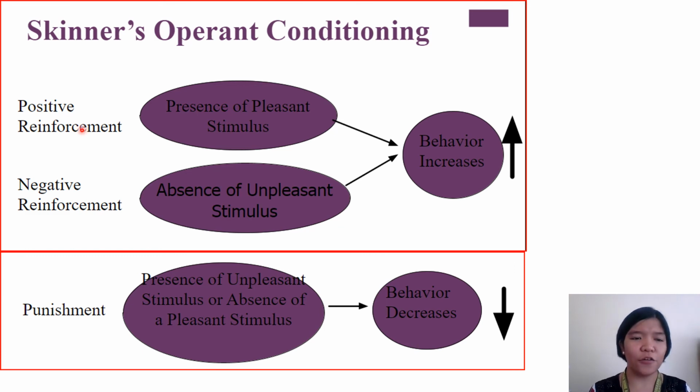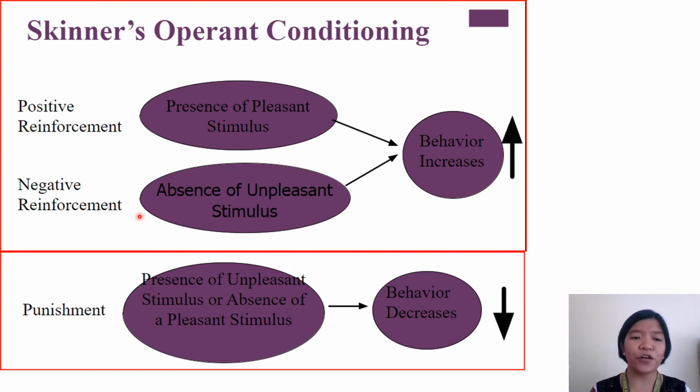Ano yung reinforcement? Reinforcement can be of two things, positive reinforcement or negative reinforcement. Ano yung positive reinforcement? For example, the child drew a house and you told him, ang ganda. So there is the presence of pleasant stimulus. So the behavior increases. Magdo-drawing ulit siya ng mas maganda pa.